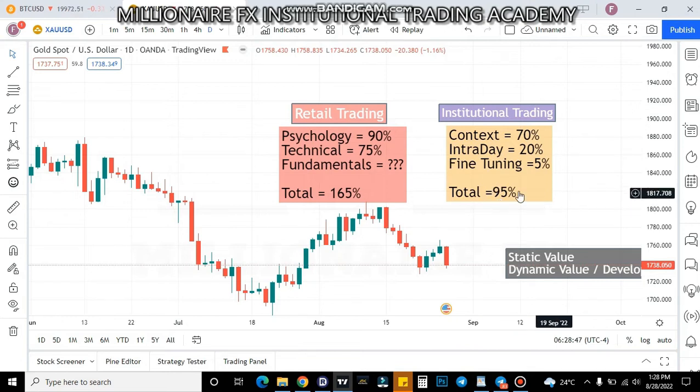That is where nonsense like psychology and journaling, we call it supplementary. That's where we find this nonsense. Psychology falls under the 5%, because the only psychology that you will have as an institutional trader is either you're going to take the trade or not to take it. There's nothing like psychology.